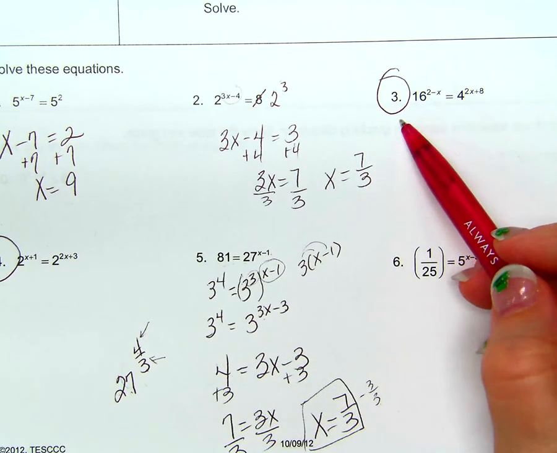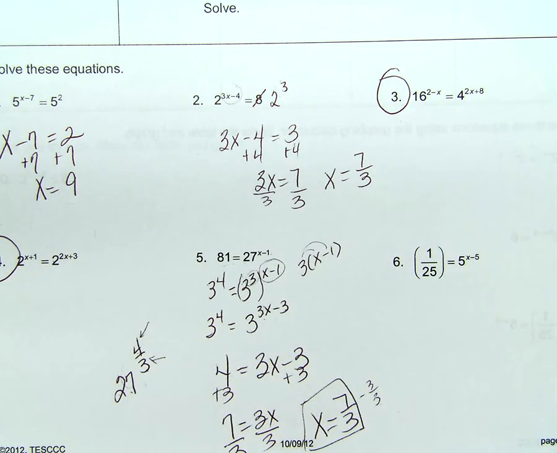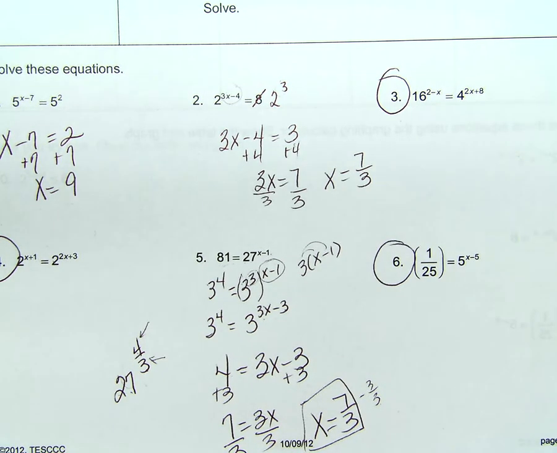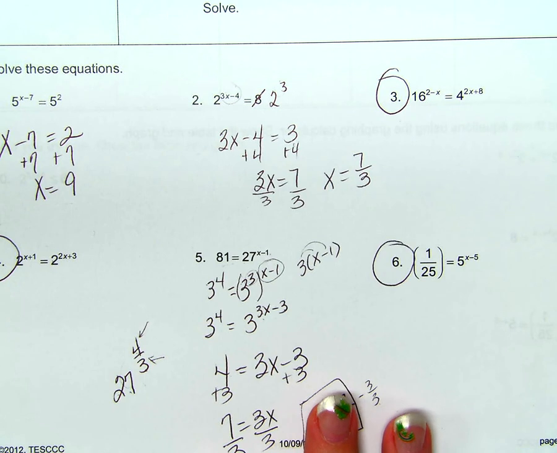So far you have 3 circled and 4 circled. You're also going to circle number 6, and I'm going to do the first step for you, and you're going to do the rest. First thing I have to do is what? What did I just tell him that we wanted to do first? Get the bases the same, right?